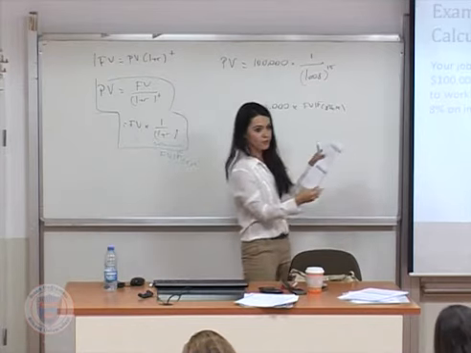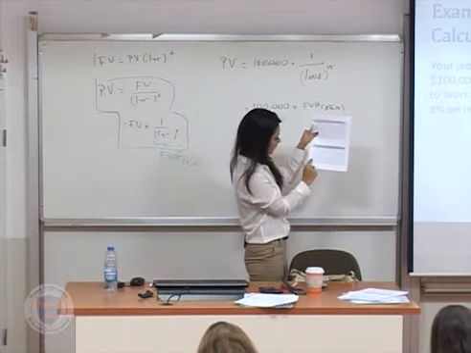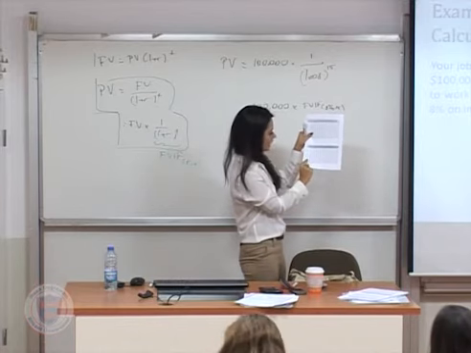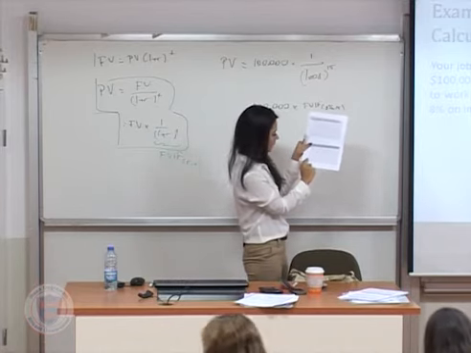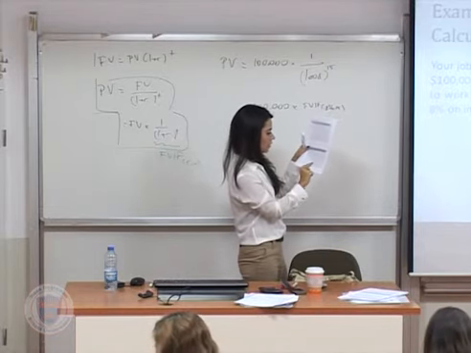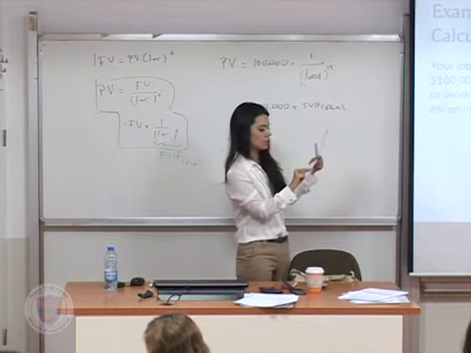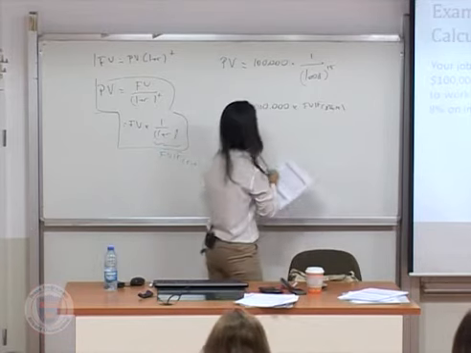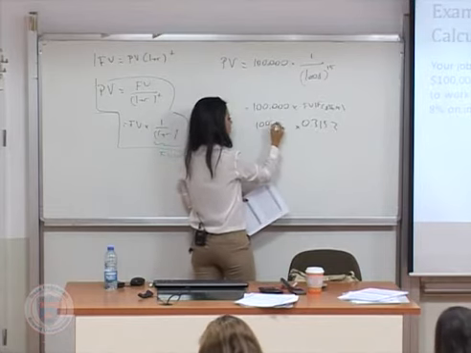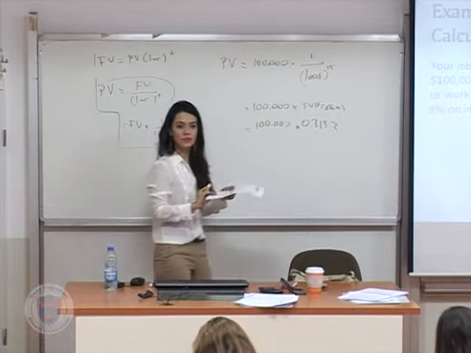Number of years is 15, so try to find 15 from the table. And then try to find the corresponding 8% in the same row. So the number should be 0.3152. Did you all find it?